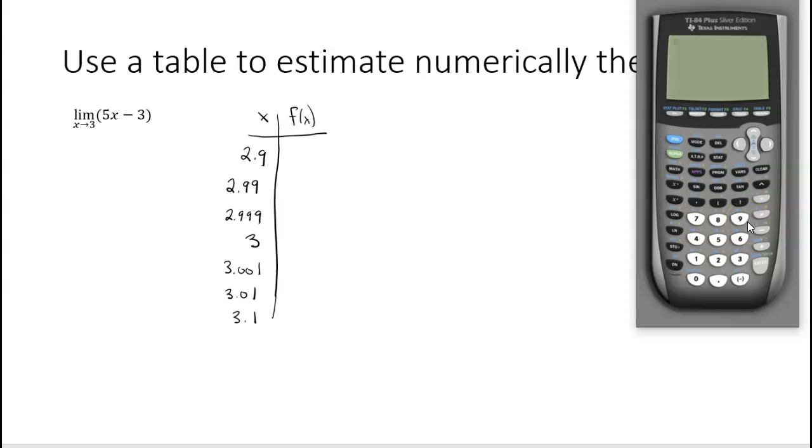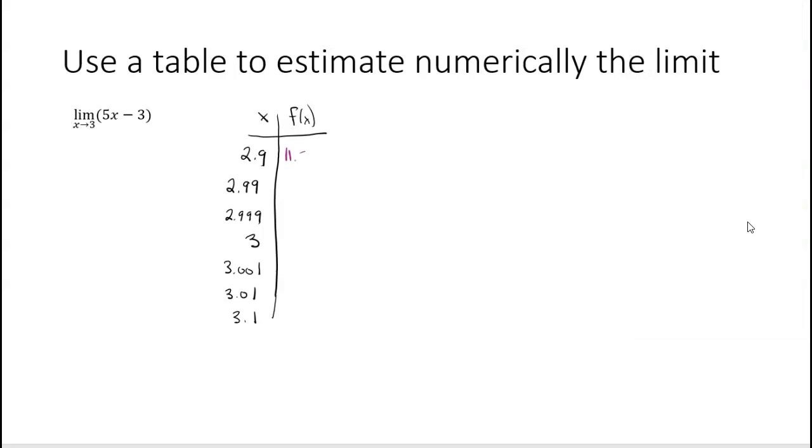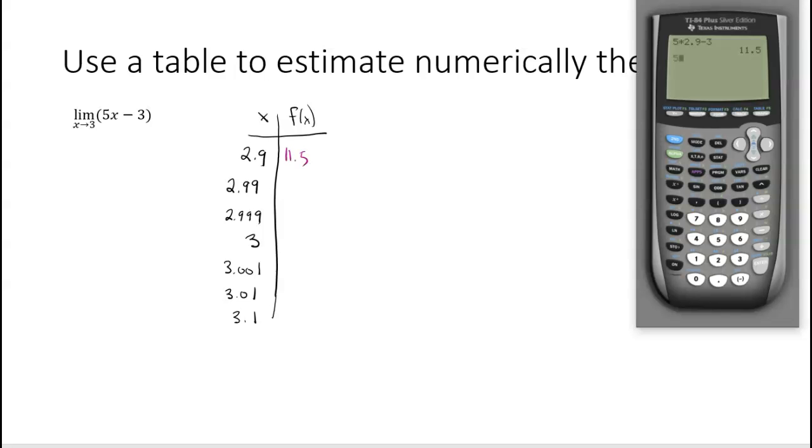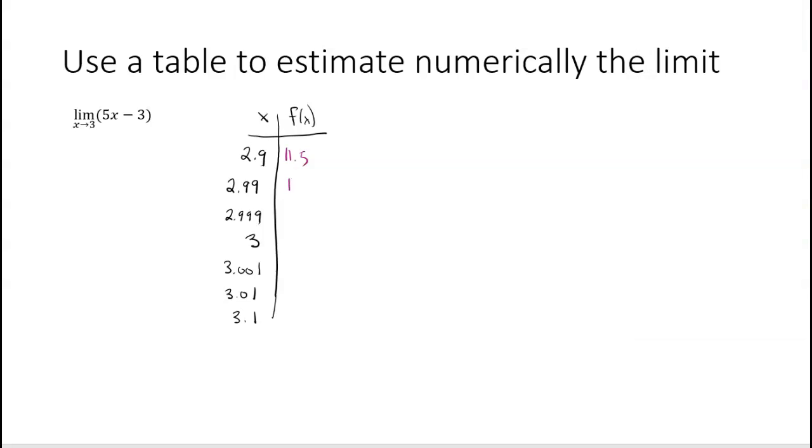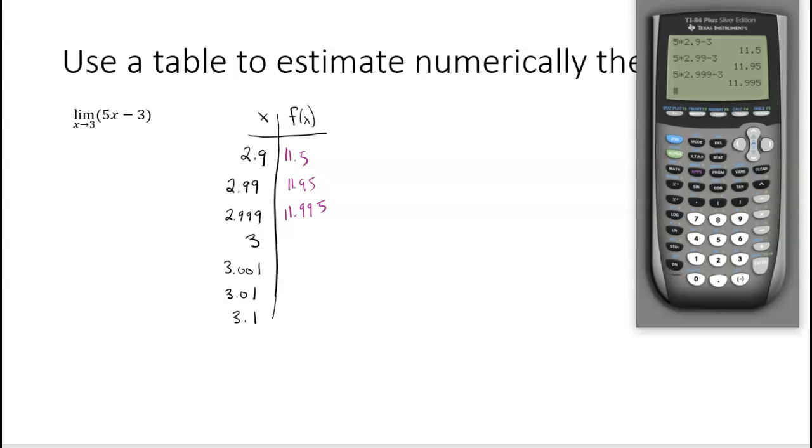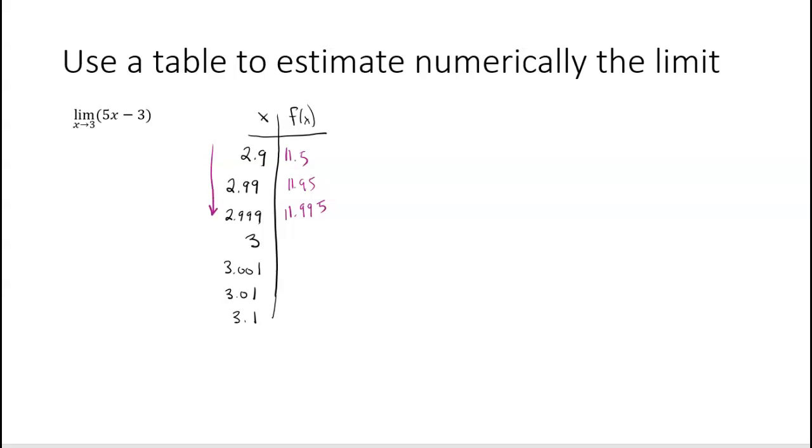I'm going to go ahead and just start typing some stuff in. So 5 times 2.9 minus 3, so I'll get 11.5. Go ahead and write that down. And then 5 times 2.99 minus 3, so 11.95, and then I'll do it one more time, 2.999, and then minus 3. So notice that your answer is getting closer and closer, it looks like, to the number 12 going this direction.